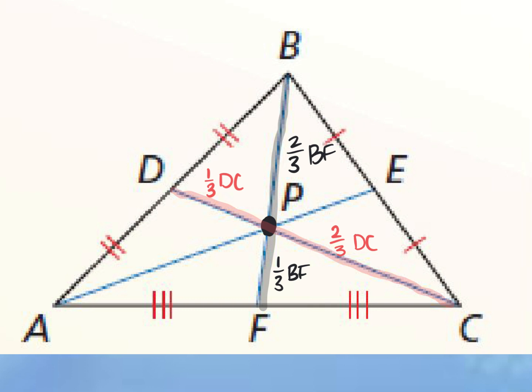Okay? And then lastly, use a different color for the last piece. We're going to do AE as a median. AE is separated into two parts. Is AP the larger or the smaller segment? It's the larger one. So we're going to say that AP is 2/3 the length of AE. And PE would then be what? 1/3 the length of AE.